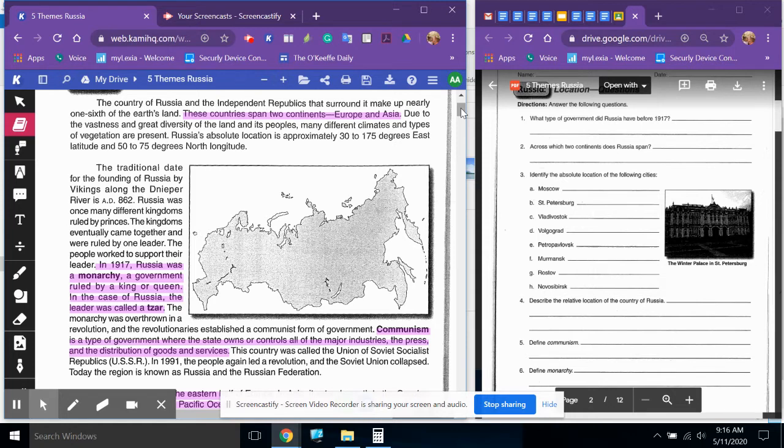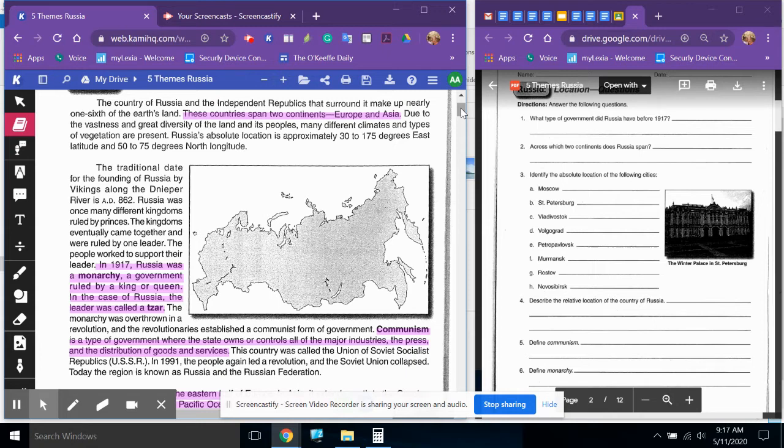Russia was once many different kingdoms ruled by princes. These kingdoms eventually came together and were ruled by one leader. The people worked to support their leader. In 1917, Russia was a monarchy, a government ruled by a king or queen. In the case of Russia, the leader was called a czar. The monarchy was overthrown in a revolution, and the revolutionaries established a communist form of government.